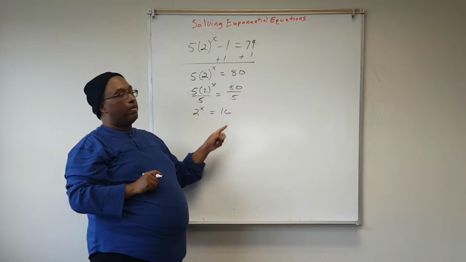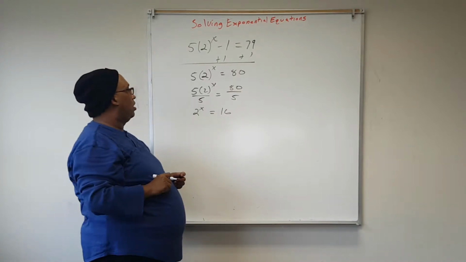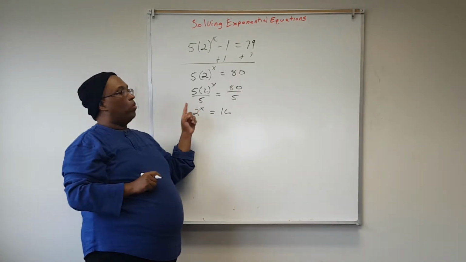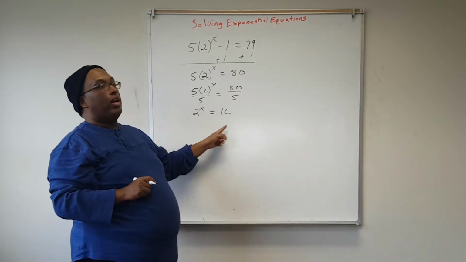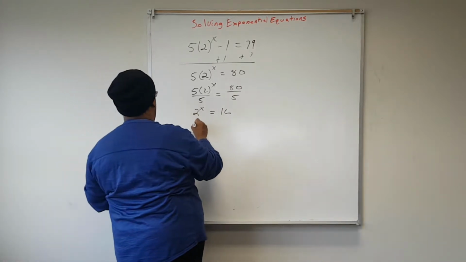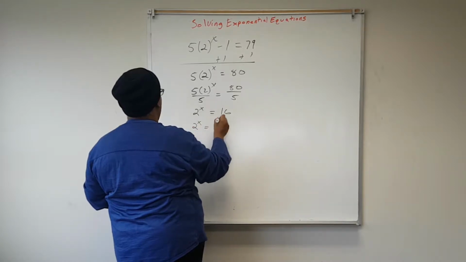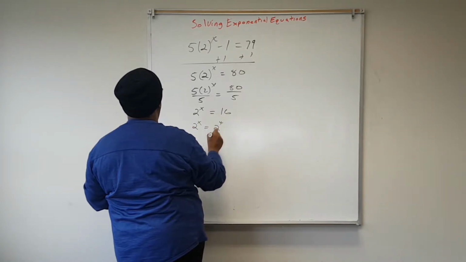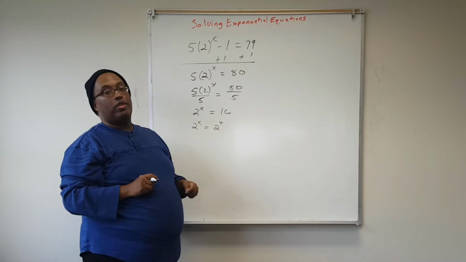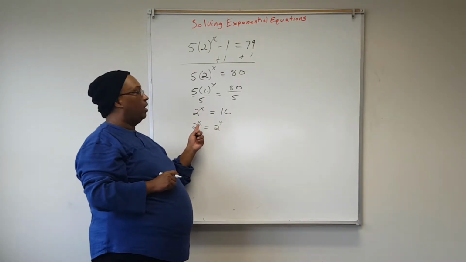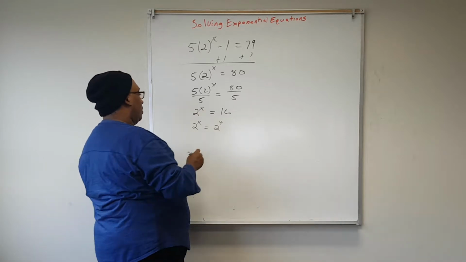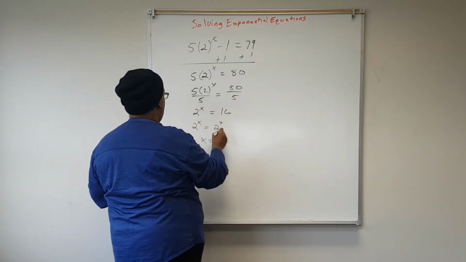80 divided by 5 is 16. 2 to the what power makes 16? We can rewrite this 16. So we have 2 to the x equals 2 to the 4th. 2 to the 4th is 16. Because the bases are the same, we can equate the exponents and say they are equal. x equals 4.